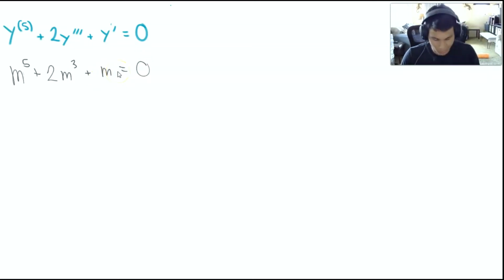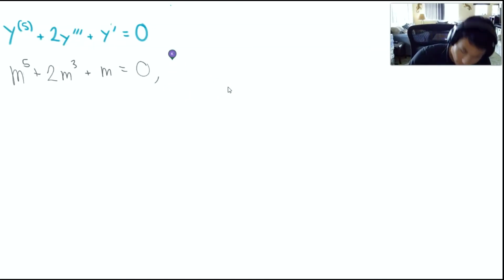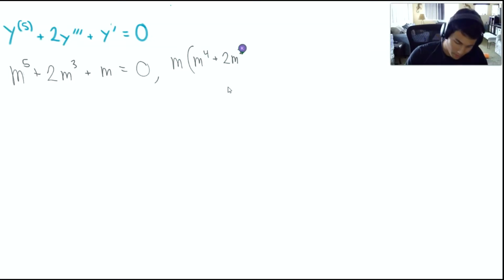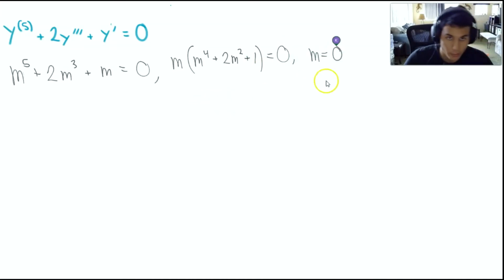Okay. So now we want to find the roots of this that make this true. If we factor out an m, you could have m to the power 4 plus 2m squared plus 1 is equal to 0. And you could definitely see that m is equal to 0. So that's one of our roots.